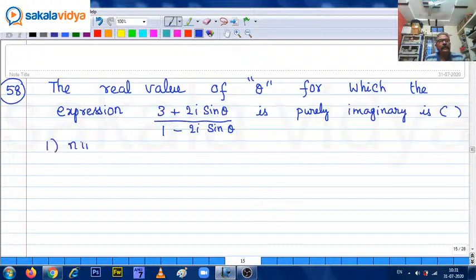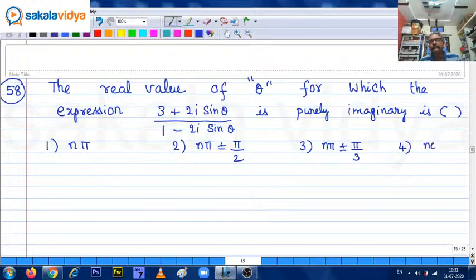First option, n pi; second option, n pi plus or minus pi by 2; third option, n pi plus or minus pi by 3; fourth option is none. Okay.